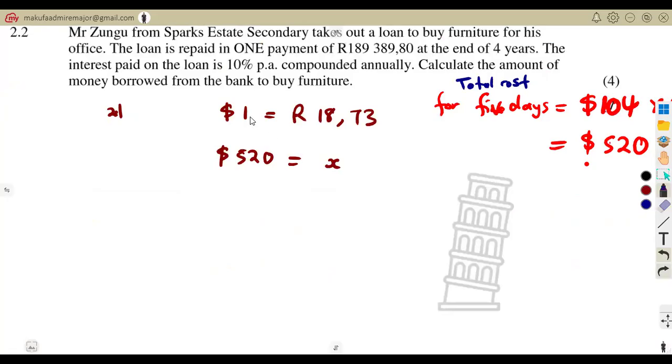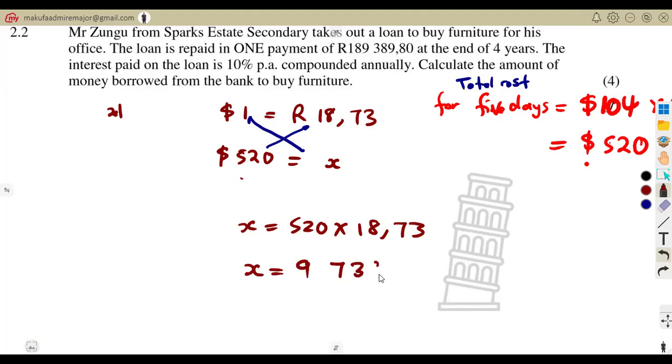This one multiplies this side. This one multiplies this side. When it is a more. So if you multiply 1 times X, you've got X, which is equal to, you multiply these two. So it's 520 times 18,73 South African rands. So the amount, the X there, is the one that we need, which is the product of the two. And that was going to give us 9,739.60. So this is the total in what? In South African rands.